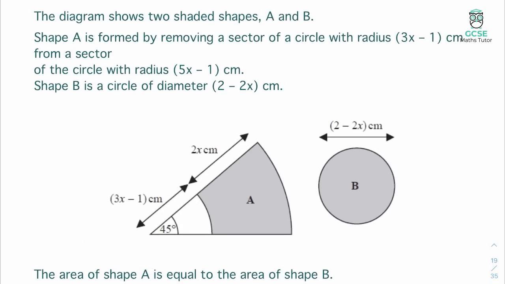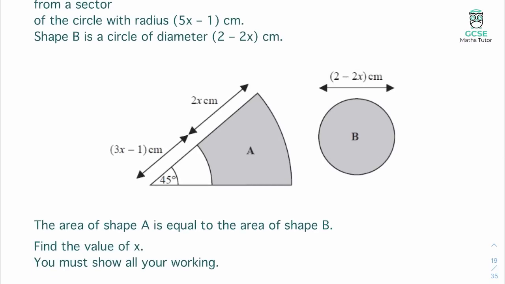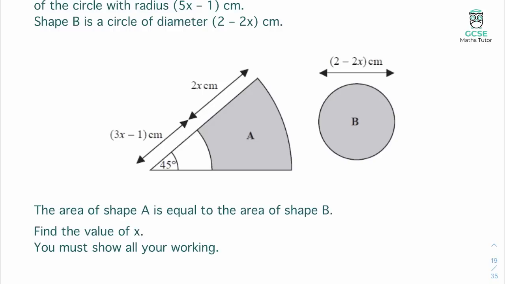So the diagram shows two shaded shapes A and B. A is formed by removing a sector of a circle with radius, and it does show us that in the diagram, so that's fine. Shape B is this circle with diameter 2 minus 2x. It says the area of shape A is equal to the area of shape B. So we're only looking at these two shaded areas, so that is equal to that. So it's literally just this shaded part here, which is equal to the full circle. Okay, so we need to find the area of both.